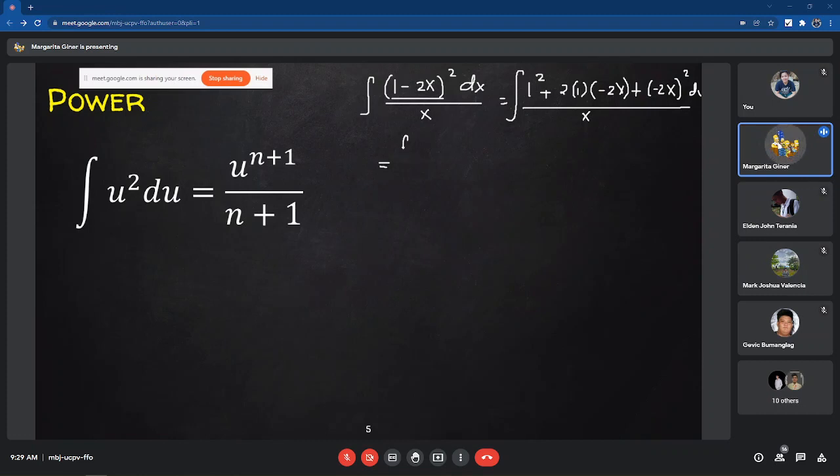So the antiderivative of 1 times 1 is 1. So 2 times minus 2x, that is negative 4x. Okay, plus 2 times 2 is 4. X times x is x squared. Okay? Multiply it by dx. And then divide it by x.